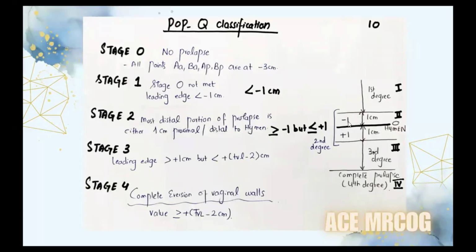If you fall within 1 centimeter above or 1 centimeter below the hymen, proximal or distal to the hymen, this is a second degree. If it does not come within 1 centimeter and it is even far behind, then it means it is a first degree. And if it is beyond the hymen by more than 1 centimeter, it is a third degree, and complete one is fourth degree.